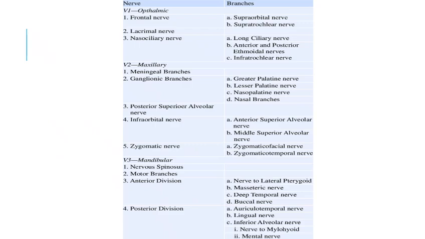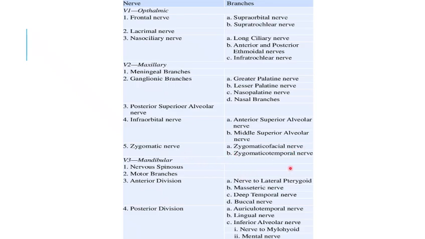Now, to summarize this, the V1 ophthalmic nerve divides into the frontal nerve, lacrimal nerve, and nasociliary nerve. The frontal nerve further divides into the supraorbital nerve and supratrochlear nerve. The nasociliary nerve divides into the long ciliary nerve, anterior and posterior ethmoidal nerves, and infratrochlear nerve. The maxillary nerve has meningeal branches, ganglionic branches, posterior superior alveolar nerve, and infraorbital nerve. Now, ganglionic branches are the greater palatine nerve, lesser palatine nerve, nasopalatine nerve, and nasal branches. And the infraorbital nerve has the anterior superior alveolar nerve and middle superior alveolar nerve, and the zygomatic nerve has the zygomaticofacial and zygomaticotemporal nerves.